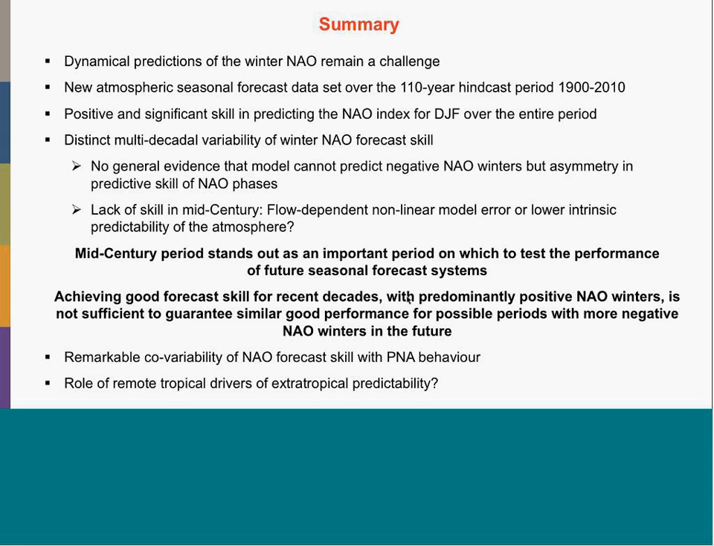We found positive and significant skill in predicting the NAO index for the winter seasons over the entire period, but we also saw quite distinct multi-decadal variability of the forecast skill. So there's in general no evidence that the model cannot predict negative NAO winters, but there's quite some asymmetry in the predictive skill depending on the phase of the NAO. The extreme negative ones were the phases of the NAO that we could predict with the highest levels of skill. The weakly negative ones were the most problematic and didn't show any significant skill. And the upper percentiles, the definition of the positive NAO phases, again had high levels of predictive skill.